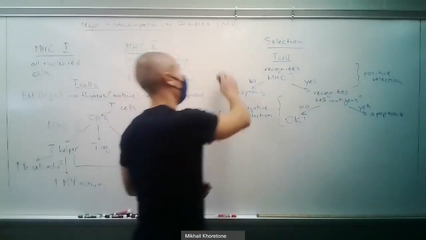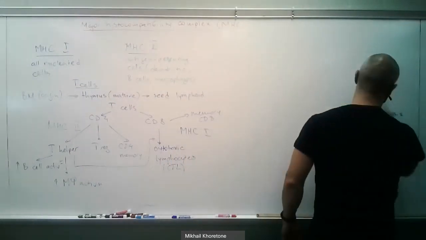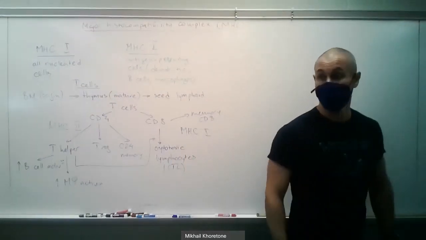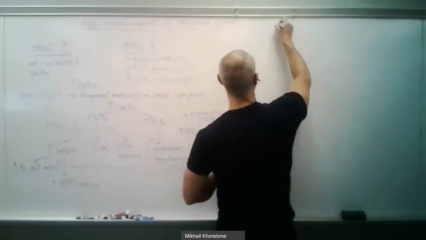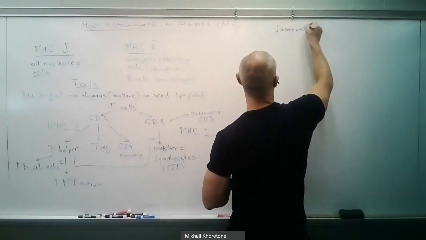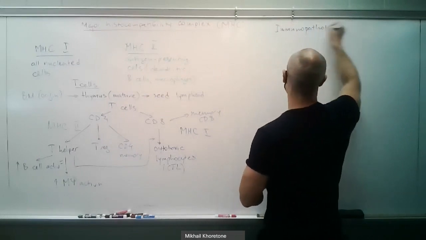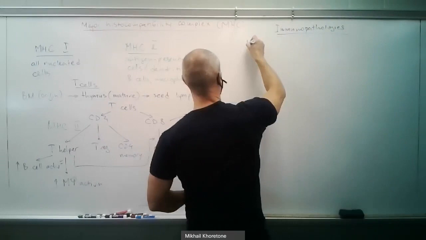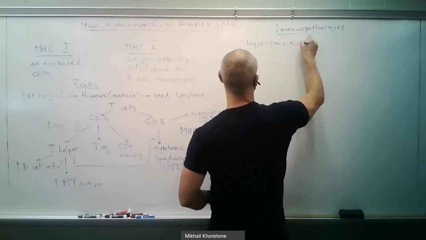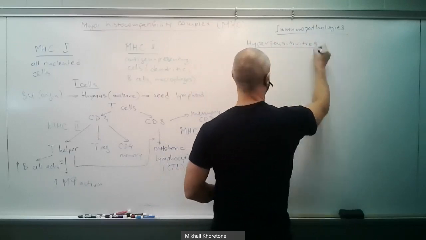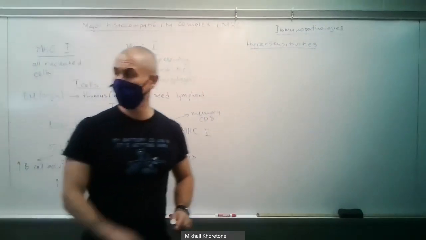Okay. I'm going to fairly quickly review immunopathology for the medical department. We're going to put it in immunodeficiencies. No, sorry, immunopathology. The first is hypersensitivity. There are four types of hypersensitivities. I'm going to be relatively brief about them.